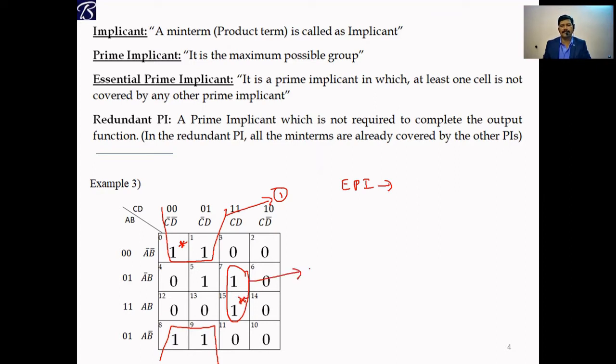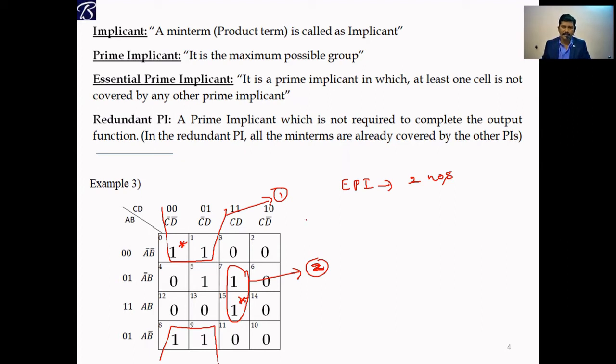Right. This is 2. Now only one minterm is left. That is cell number 5. We need to group this one to complete the output function. Okay. Now essential prime implicants are only two numbers. That's all. Because this group and this group, two groups are there, but two multiple options are there to complete the output function. Okay, that's why the remaining two groups are not essential prime implicant.